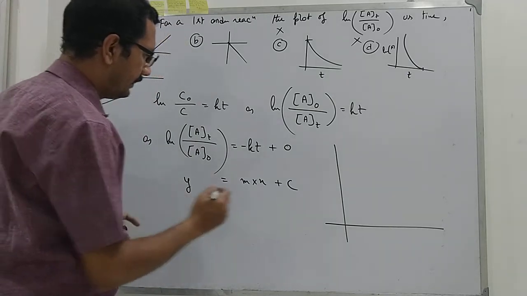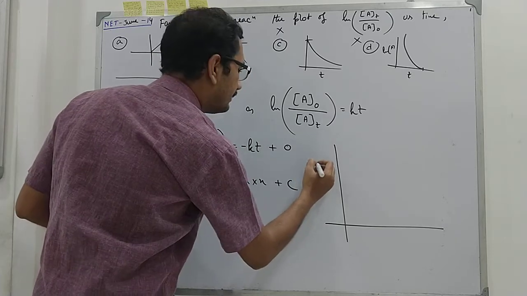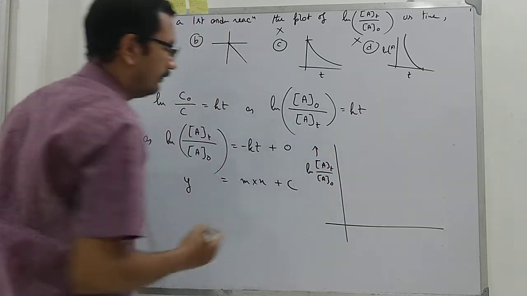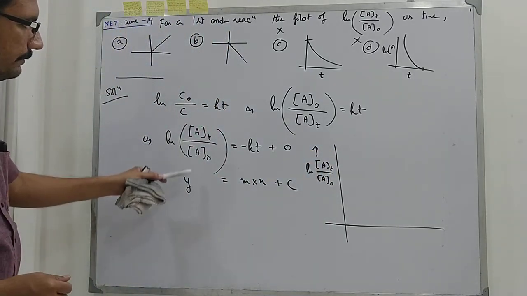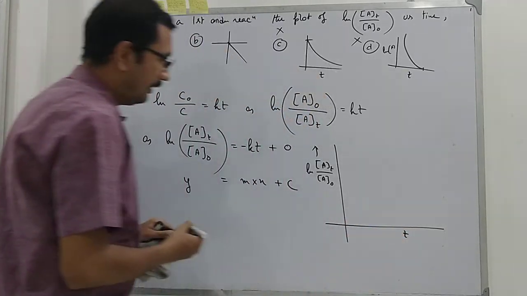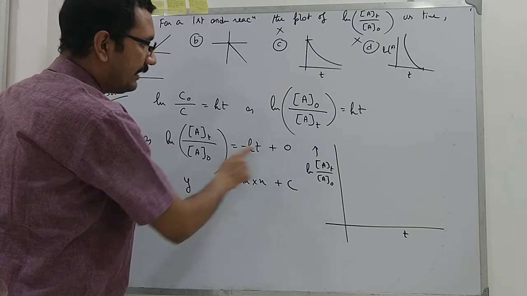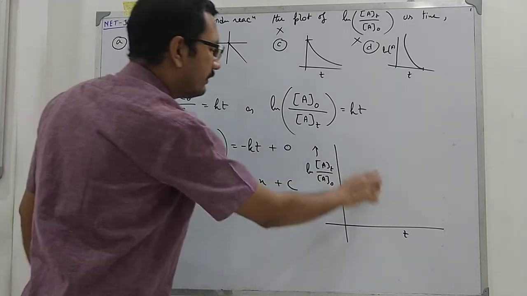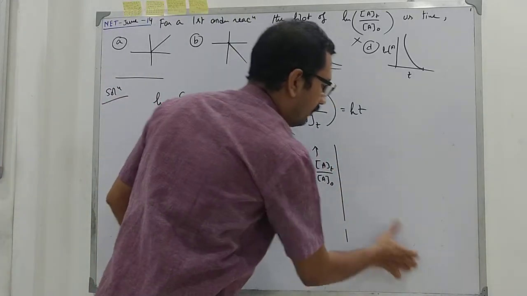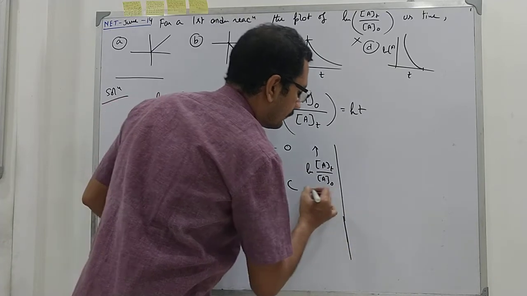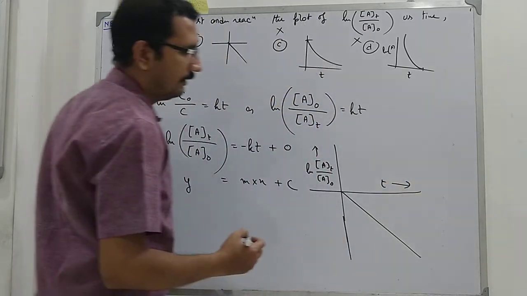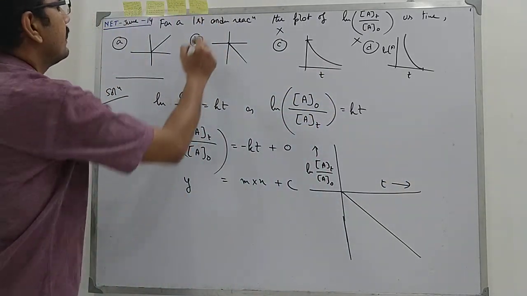Now you see, here we take ln At by A0, this is y, and this is time. Now that will start from the origin and is negative. So this graph will not belong to the first quadrant. It will belong to the fourth quadrant. So the graph will look like this. This is the graph. So the correct answer is B.